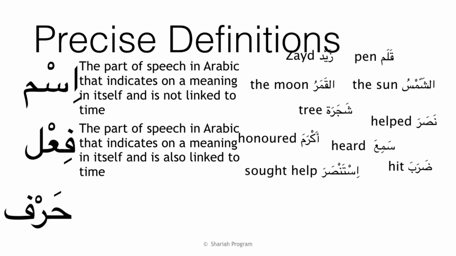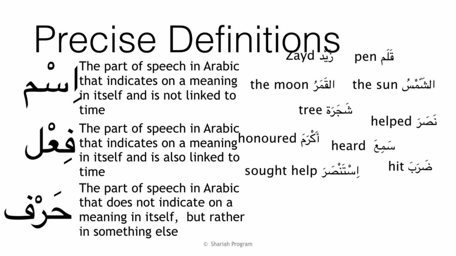Okay, our third part of speech is harf, and this is the part of speech in Arabic that does not indicate a meaning in itself, but rather in something else. And the examples here are min, fi, wa, aw. Min means from, fi means in, wa means and, aw means or. And that's it. That's the development of the parts of speech.